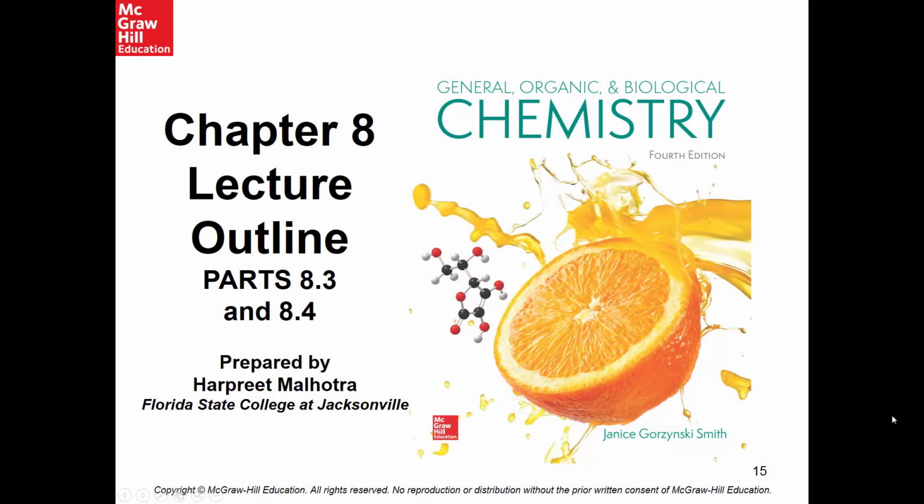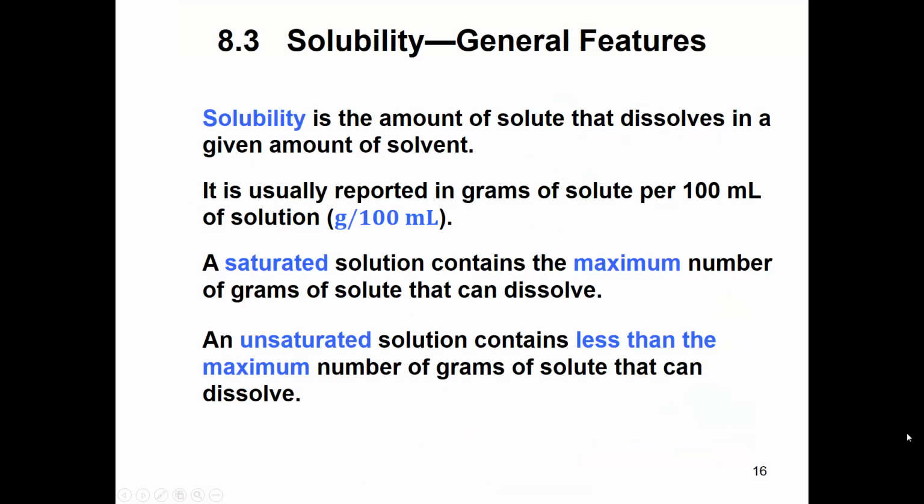When we talk about solubility, we also have to talk about solutions. Solubility is how much of our solute will dissolve in the amount of solvent that you have. So solubility is the amount of solute that dissolves in a given amount of solvent, and it's usually reported per 100 milliliters. So grams per 100 milliliters. How many grams will dissolve in 100 milliliters of your solvent?